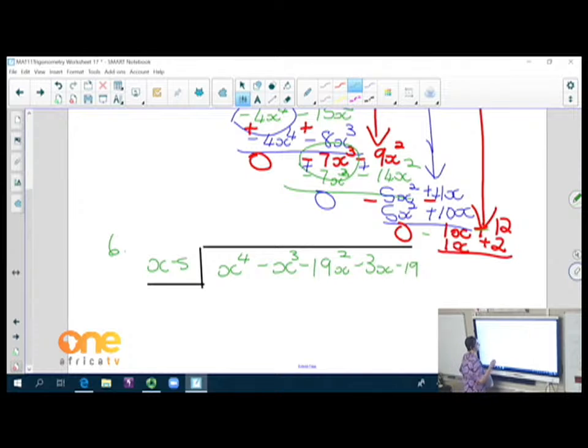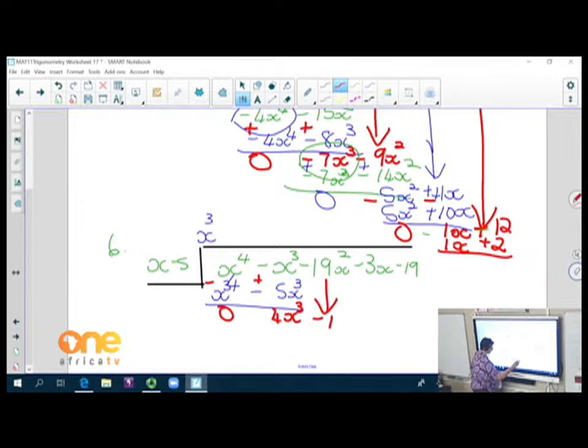Question 6. So the same thing here. How many times will x divide into this one? And this is x to the power of 3 times. x cubed times x to the power of 4, I add the indices, minus 5x to the power of 3. Subtract, change the second signs. This one eliminates, and here you have 4x to the power of 3, bringing down the negative 19x squared. So how many times will it divide? Plus 4x squared. Multiply, then you have 4x to the power of 3 minus 20x squared.